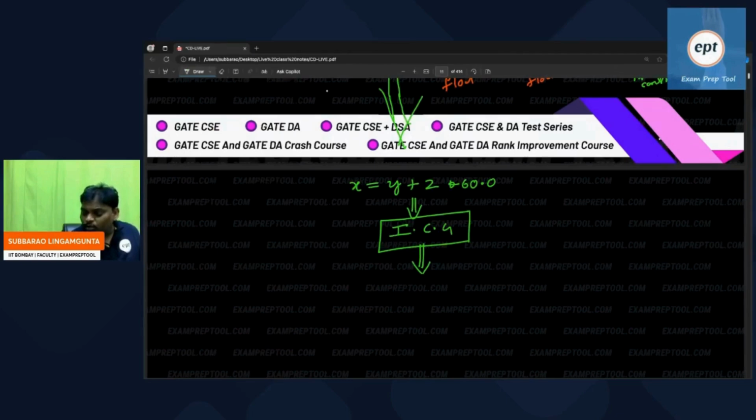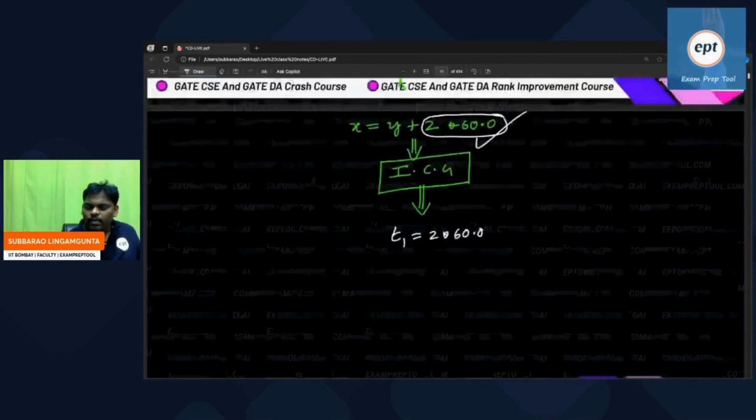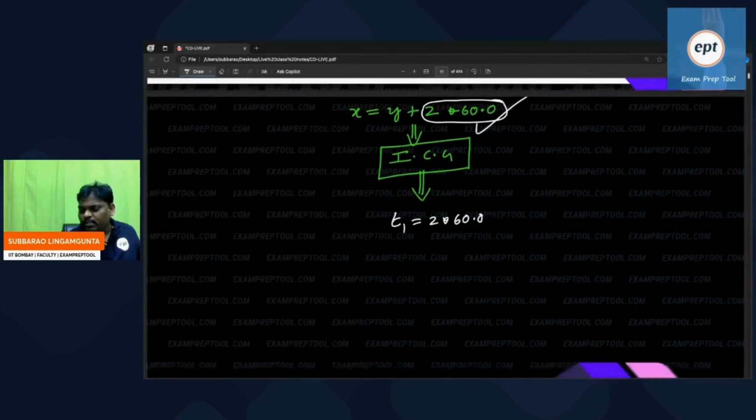Intermediate code generator. You only say multiplication and addition. Multiplication is the highest priority. So T1 is equal to Z into 60.0. It should be done first. So this will be done in one temporary variable. That is the reason it is called intermediate code. Intermediate means temporary code. Z into 60.0 is the T1.